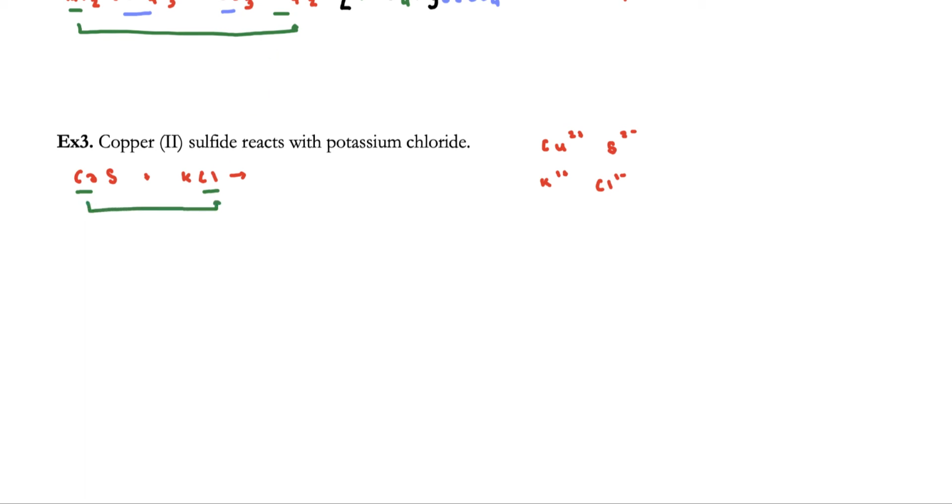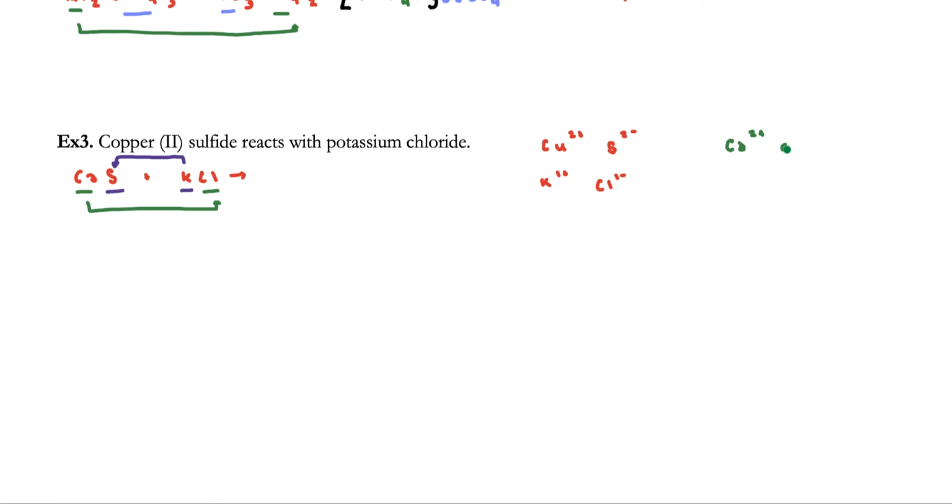Okay, and then I have potassium is going to be my innie, sulfur is going to be my innie, so potassium with sulfide. So now all I have to do is cross my charges. Okay, so copper has a 2+ charge.